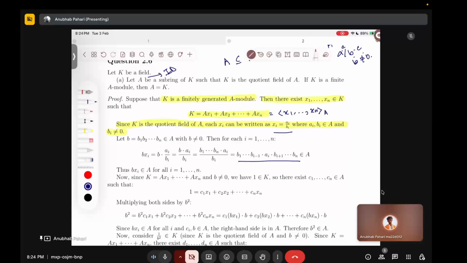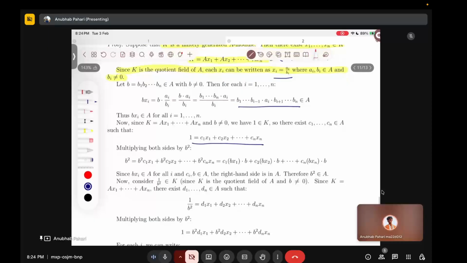Now since K equals the span of x1 up to xn and b is not equal to 0, and also we have 1 belongs to K, so there exist c1 up to cn of capital A such that this happens, right?